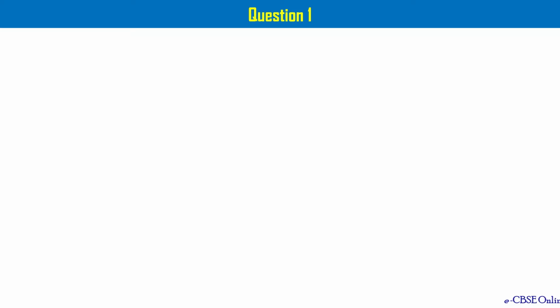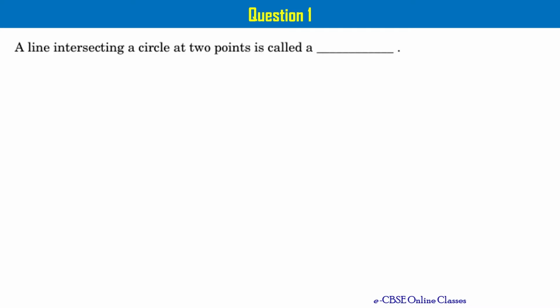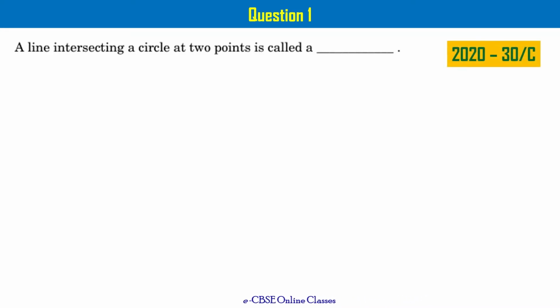Let's take a look at the questions. Question number 1: a line intersecting a circle at 2 points is called what? It is from the year 2020 compartment exam.